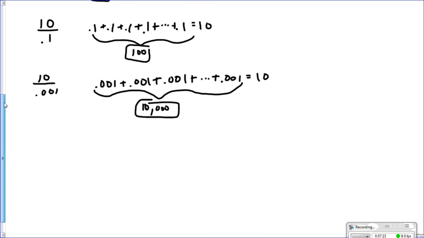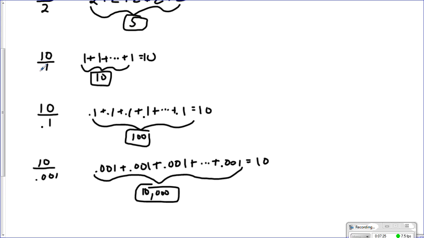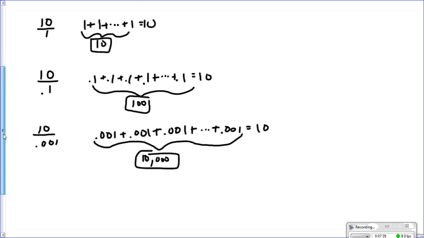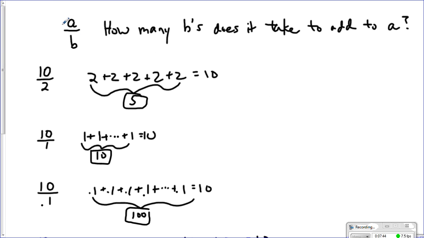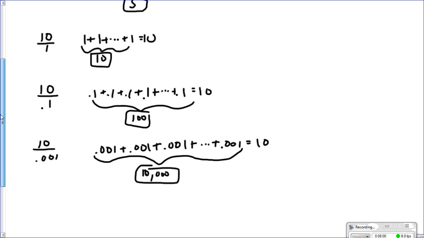So notice what's happening as I decrease the number that I'm dividing by: the number of them that it takes to add to 10 gets bigger. That's a very important division concept to master. Back to A divided by B. If A remains the same and B gets smaller, then A divided by B actually gets bigger, because it takes more of something small to make A than it does of something large.